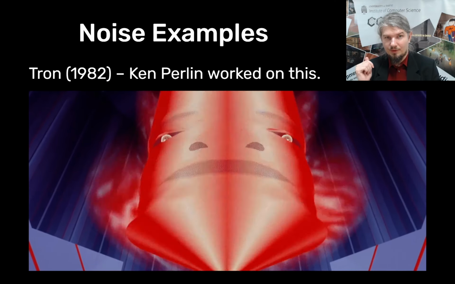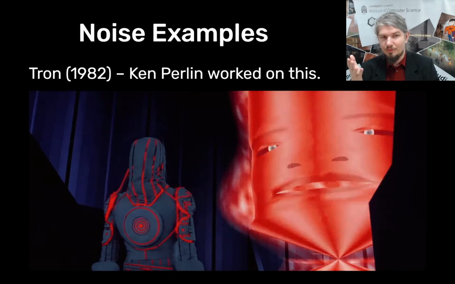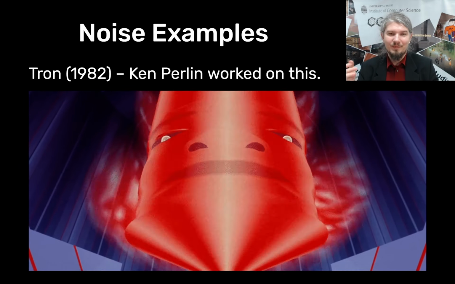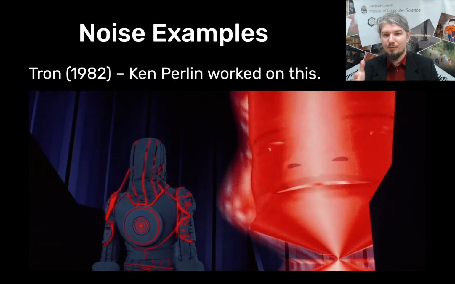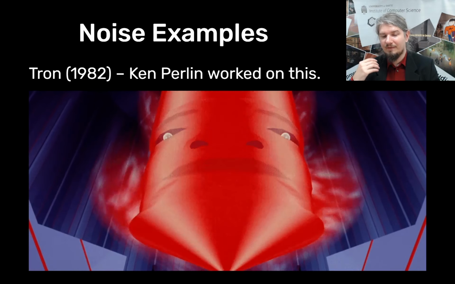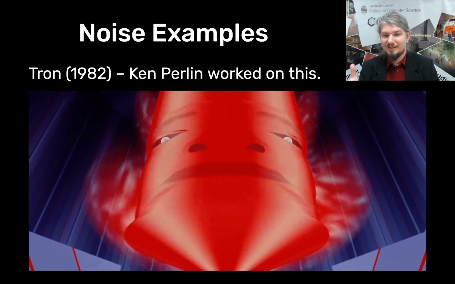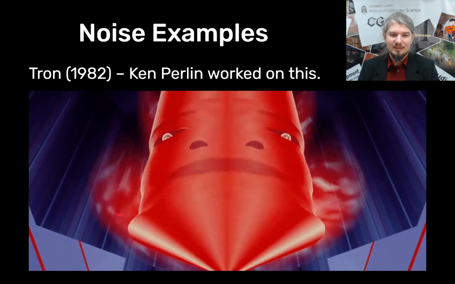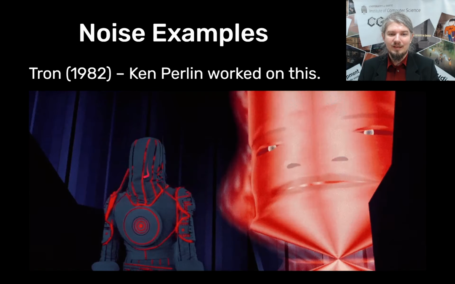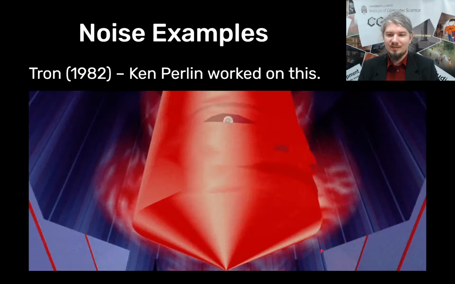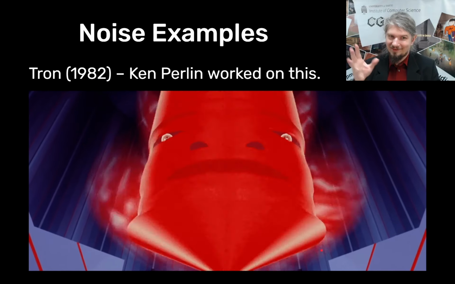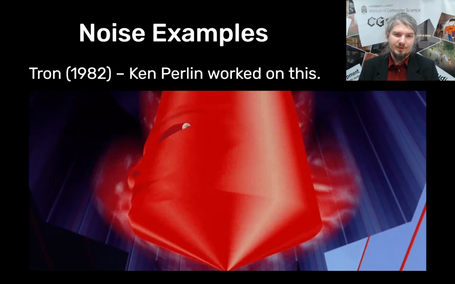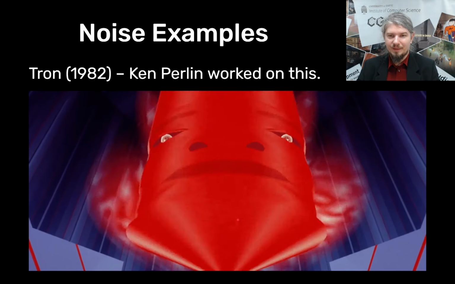Notable examples from movies and games include the Tron movie. So in 1982, the original Tron movie came out, and Ken Perlin actually worked on this. It's rumored that he invented Perlin noise specifically for this movie. On this character we can see there is this very noisy outline, and even the surface here is some kind of noise that's rotating very fast. This is probably the noise that Ken Perlin created for this movie that became known as Perlin noise.